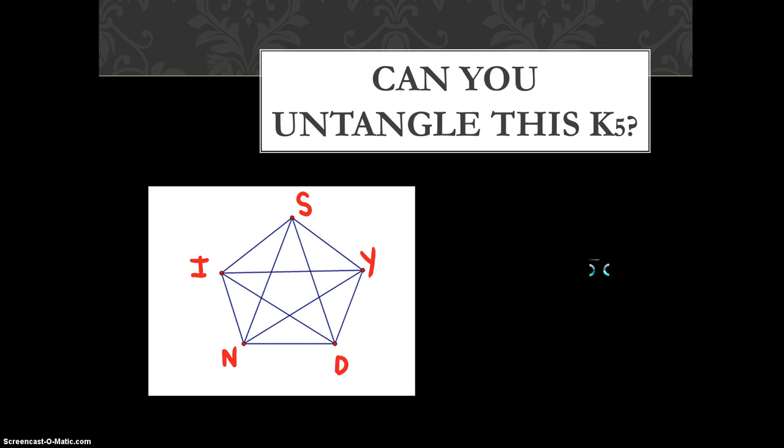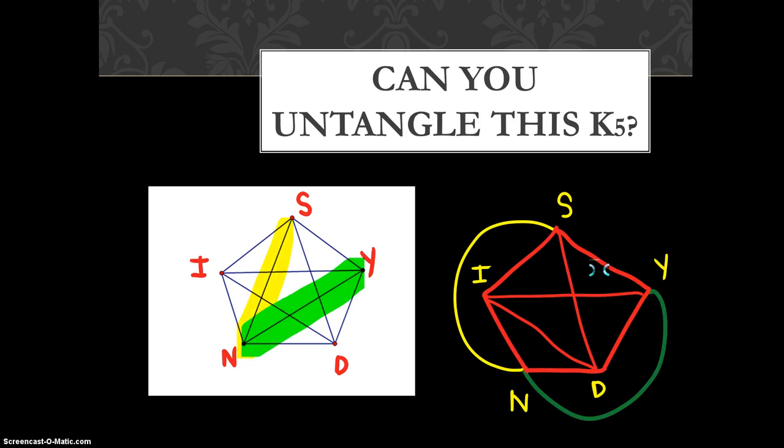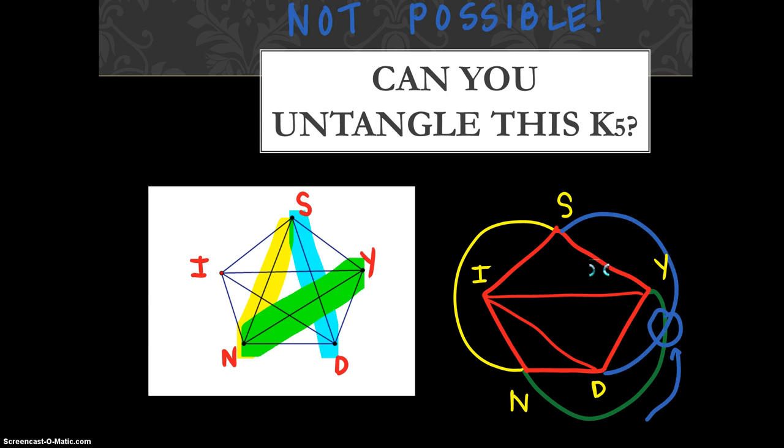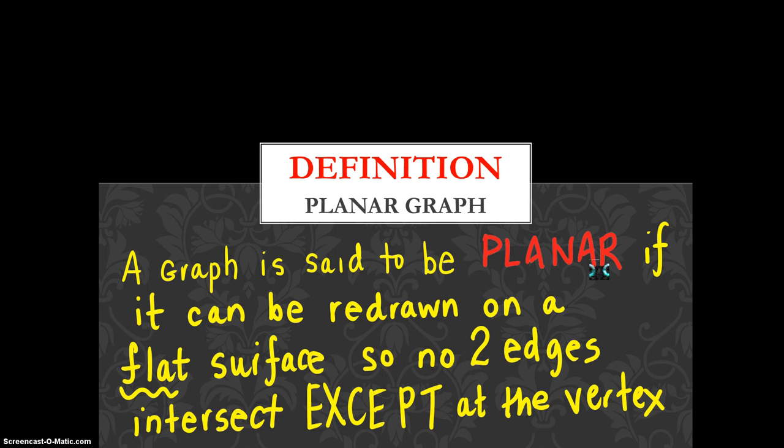Okay, how about this K5 graph right here? Can you untangle this? You'll notice that I could take the yellow edge and pull it out, and I could take the green edge and pull it out, but I still have segment SD that I have to contend with that's in the way right now. And if I try and pull it out, notice that it overlaps with the outer edge of YN. So this graph is not possible to be untangled.